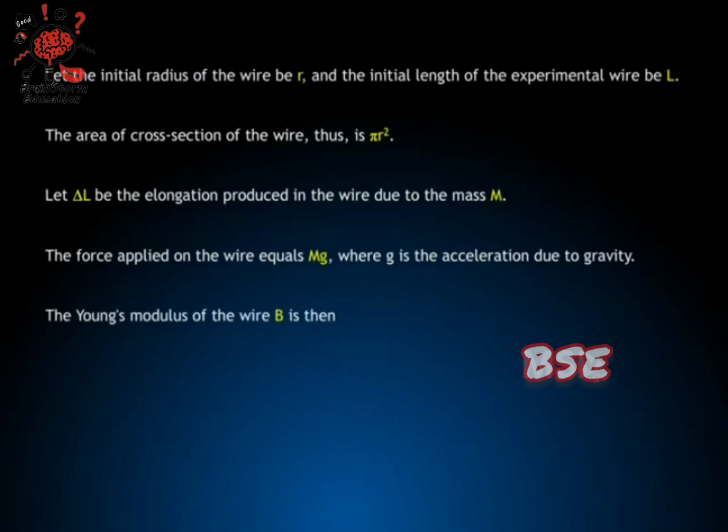The Young's modulus of the wire B is then given by Y equals sigma by epsilon equals mg by pi r square into L by delta L, which equals mg into L by pi r square into delta L.